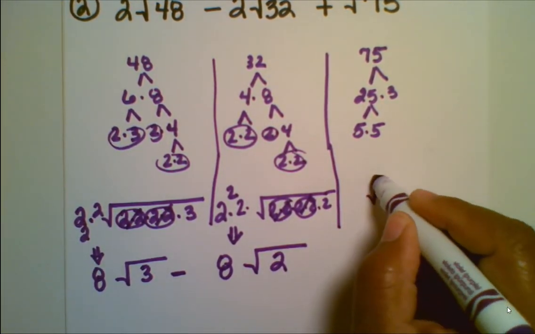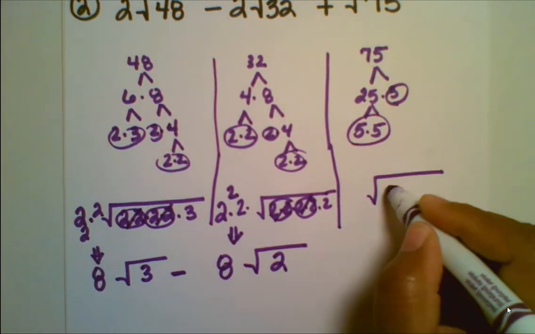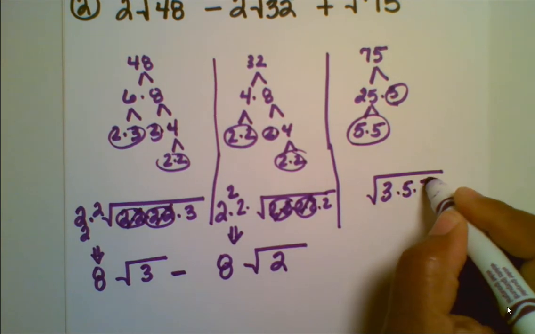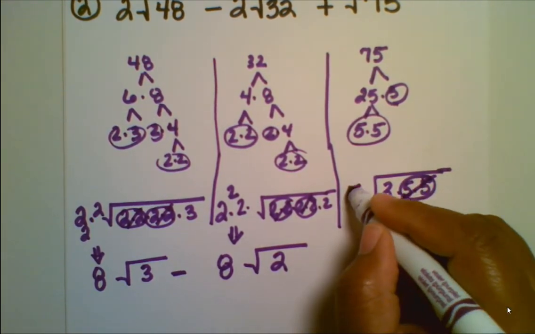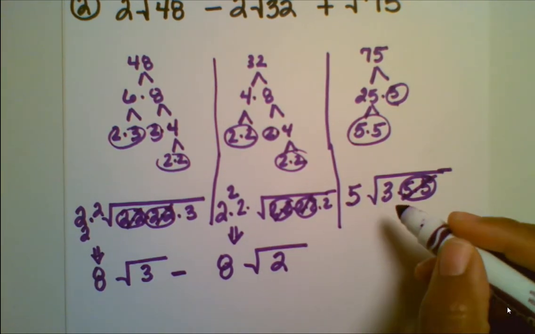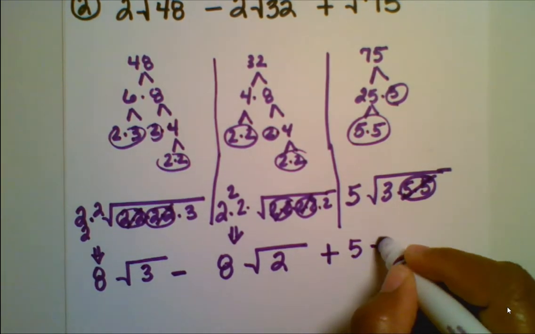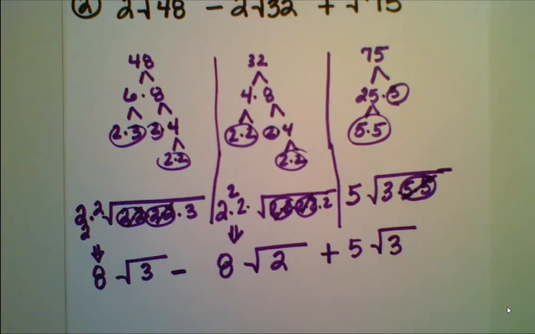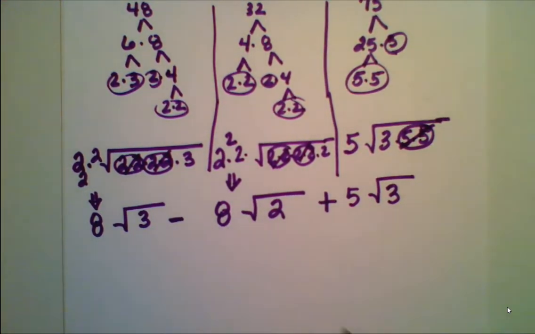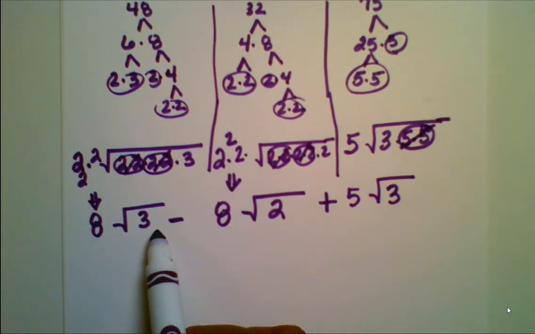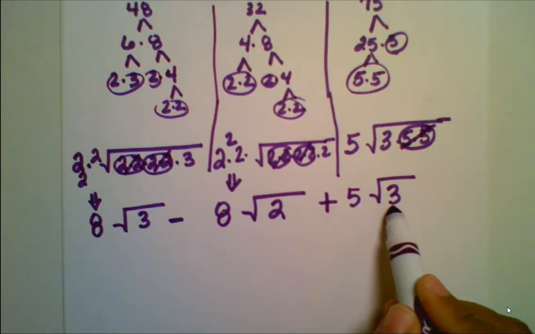And then we have the square root of 75, the prime factors. We have a 3 and then 2 5's. Circle your pairs and bring the 5 on the outside. And then we have plus 5 square root of 3. Then let's look and see what we have now. We have 8 square root of 3 minus 8 square root of 2 plus 5 square root of 3.